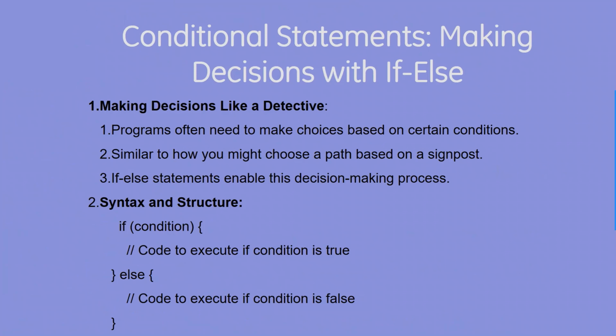Moving on, we have conditional statements. It is like making a choice or decision. Programs often need to make choices based on certain conditions, similar to how you might choose a path based on a signpost. So if-else statements enable this decision-making process. Basically, we give a statement: if it's raining, I will wear a raincoat, else not wear a raincoat. If the condition is true, if it's actually raining, it will print that we have to wear a raincoat. Else, there is no need.